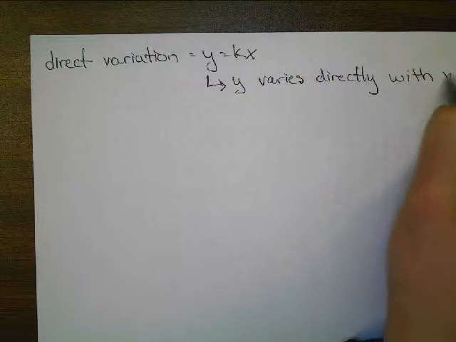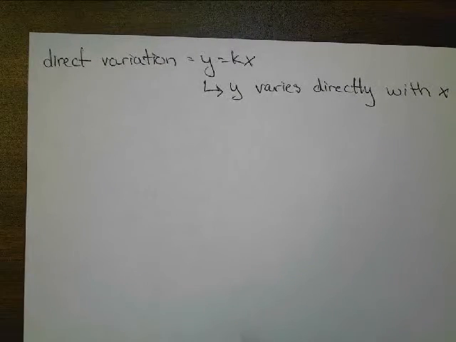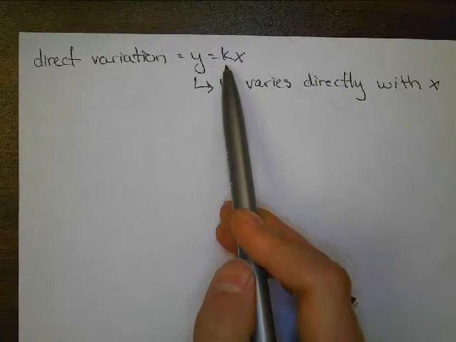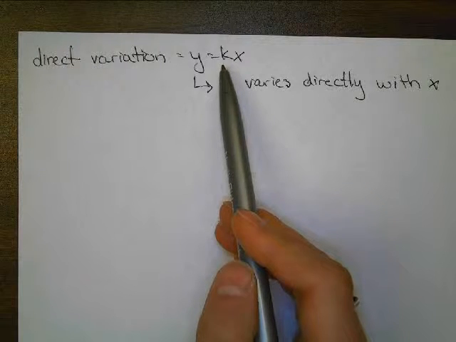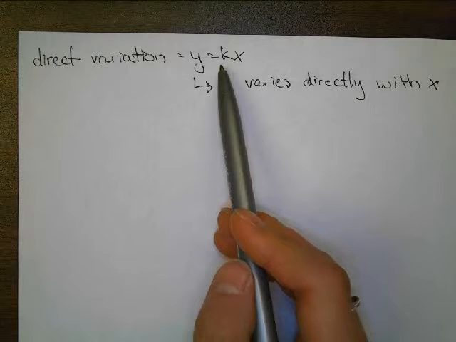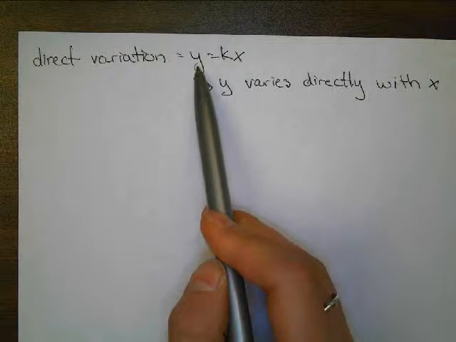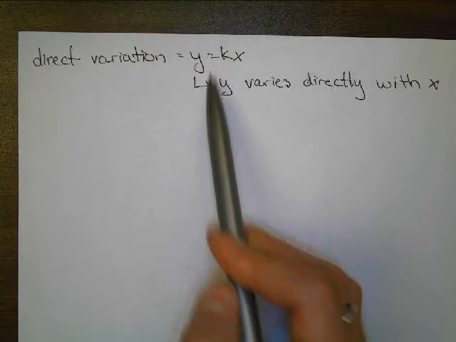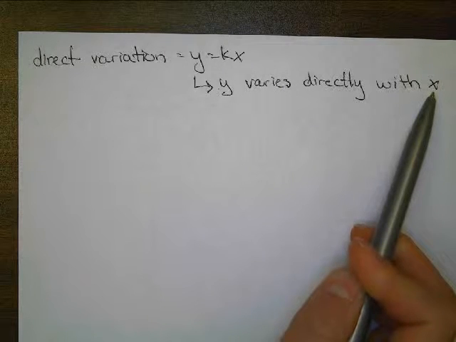So whatever x does, y is going to change by whatever k amount, where k is called a constant of proportionality. So it's the proportion that is multiplied by x, and that tells you how much y is going to change. So that's why y varies directly with x.